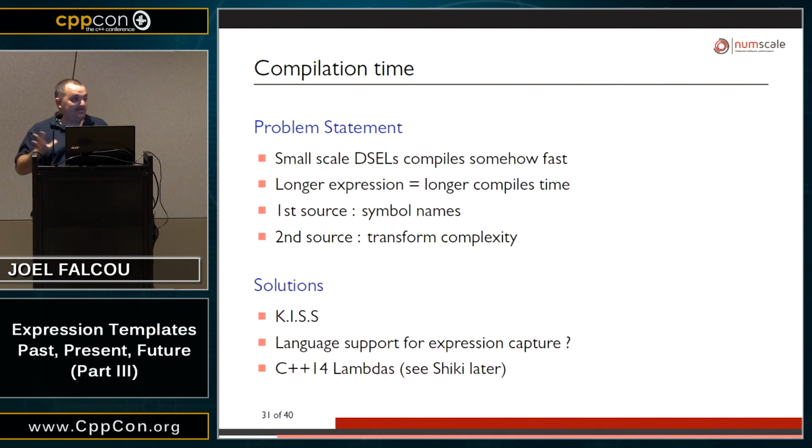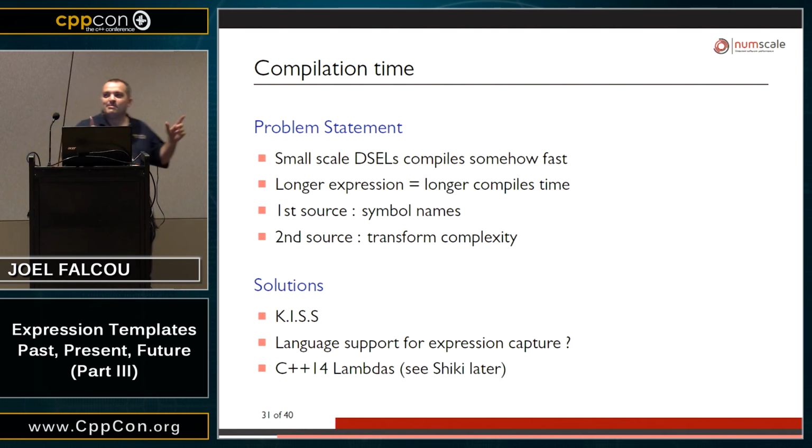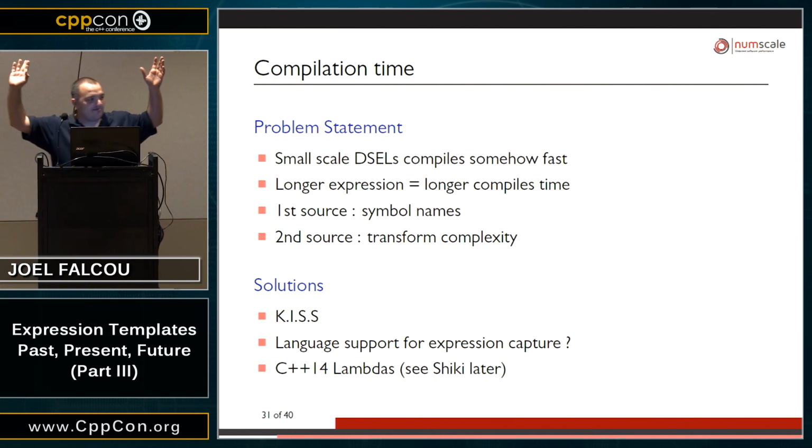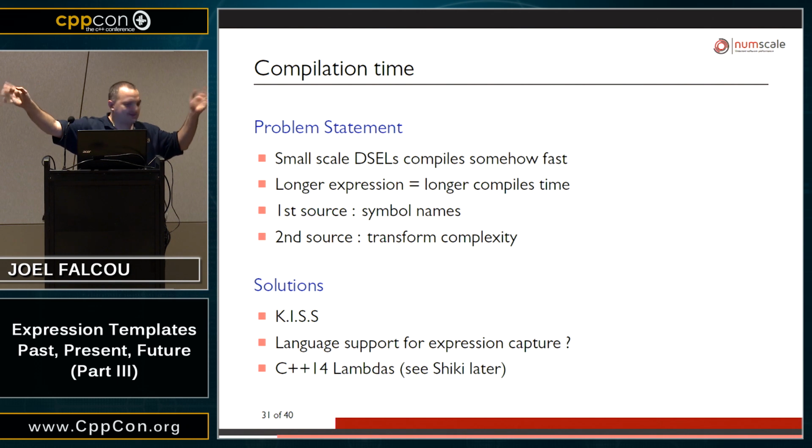And the other problem is compilation time. If you do a small-scale DSL like the first part, it's probably fast enough for what you want to do. The problem is that you remember these symbol names that grow up, not exponentially, but far too fast. And those symbol names, that's something I suspected, and Todd Veldhuizen actually suspected too, and demonstrated that it was the case. The first source of compile time issues with DSLs is symbol names, because contrary to regular code, they just take a humongous amount of space compared to what they encode.